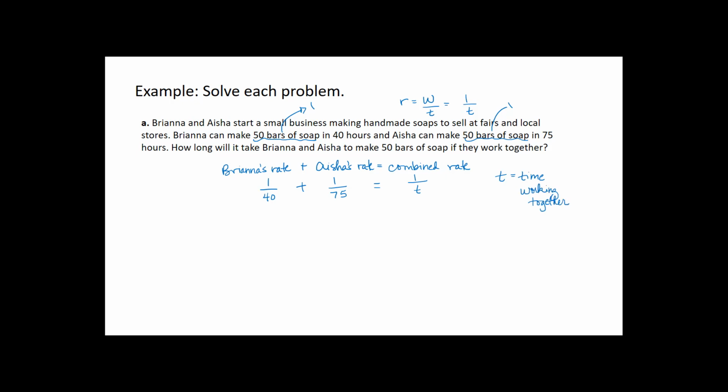Okay, so now we have a rational equation that we need to solve, and we want to solve this by multiplying each side by the least common denominator. So if we look at 40, 75, and T, to find the least common denominator, 40 is 8 times 5, which is 2 times 2 times 2 times 5, and 75 is 3 times 25, or 3 times 5 times 5, and then T, of course, is T. So the least common denominator, remember we have to have all the factors from 40, so 2 times 2 times 2 times 5, and then we need the factors of 75. We already have a 5, so we need also the 3 and 5, and then of course we need the T. And when we multiply those factors together, we get 600T.